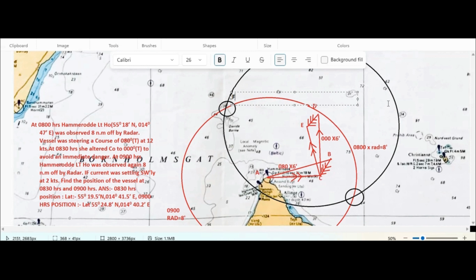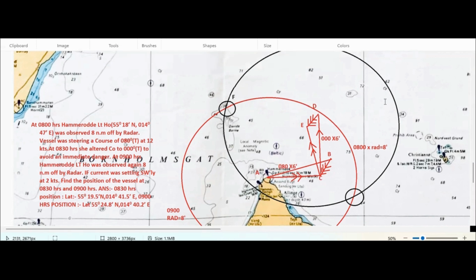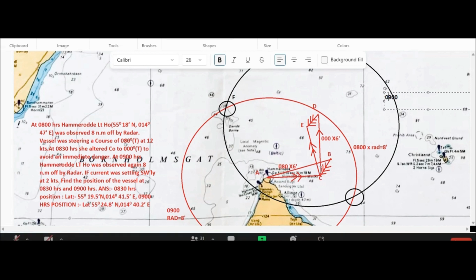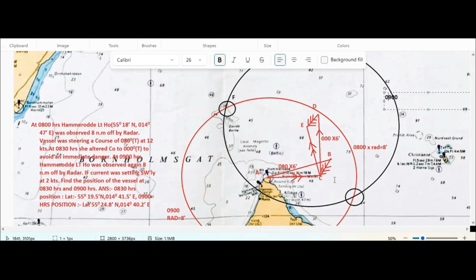That means at 9 o'clock I am getting two position circles. One position circle is the black one. This is not the original. These are transferred position circles. At 9 o'clock, we have transferred the 8 o'clock position circle to 9 o'clock. And in the question, see, what radius will we take, sir, from point E? Same radius, 8 miles off. The red circle I am transferring, the same circle. So the radius is the same. The red circle radius was 8 miles, so this is also the same circle we are transferring.